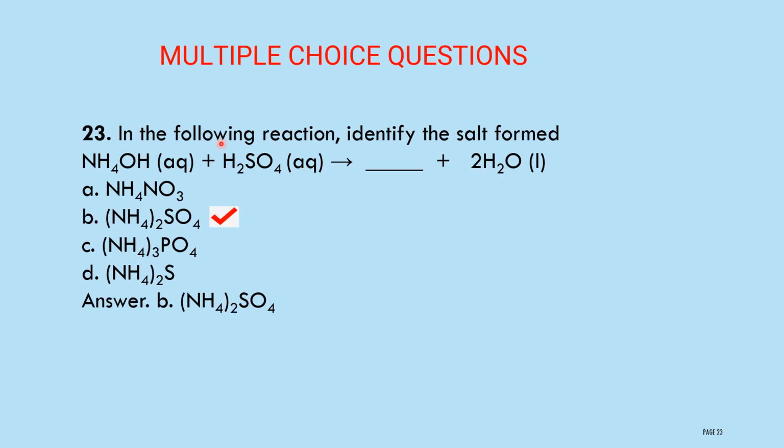Question number 23. In the following reaction, identify the salt formed. NH4OH, ammonium hydroxide, reacts with H2SO4, sulfuric acid. You will get (NH4)2SO4 plus water. Here this is a salt. Therefore the correct answer is option B.